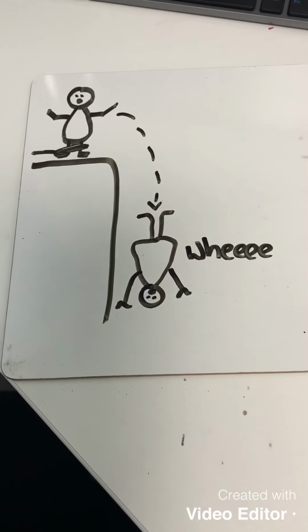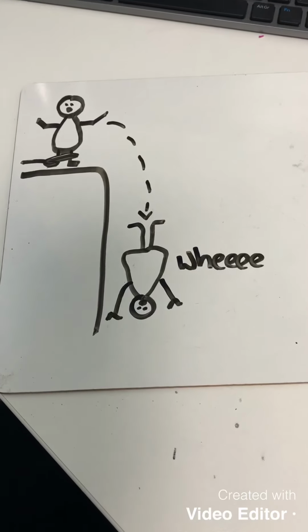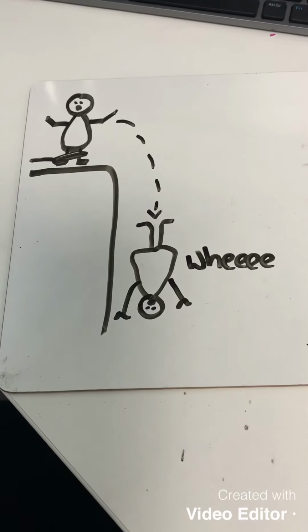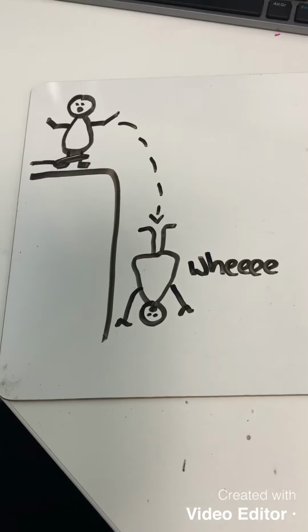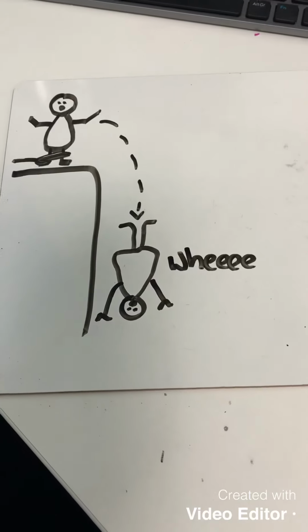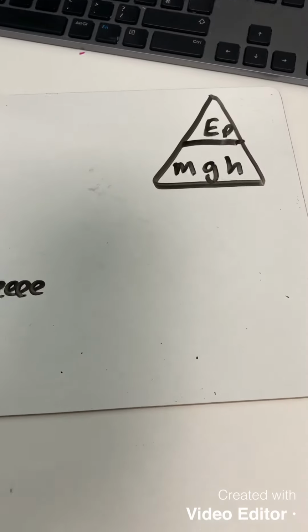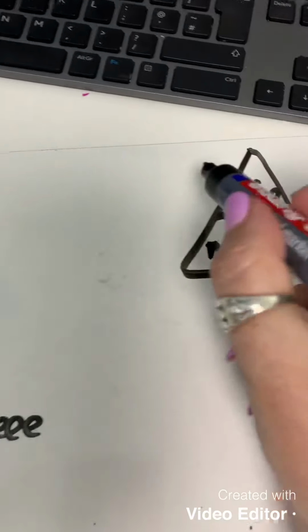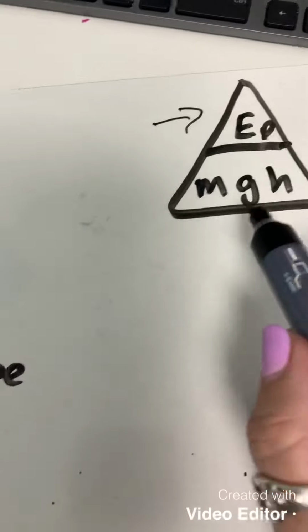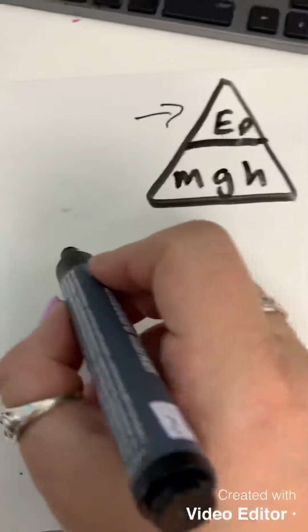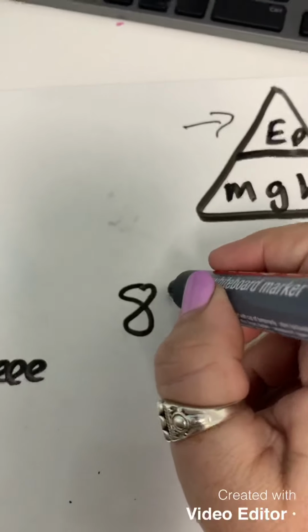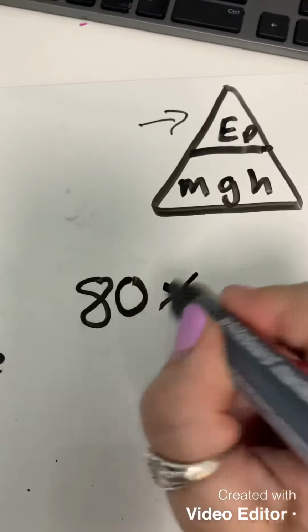So Mrs. Harrison is going to go bungee jumping. She has a mass of 80 kilograms, and for the purposes of this, gravity is measured at 10 newtons per kilogram, and the bridge that Mrs. Harrison is going to jump off is 150 meters high. So looking at our formula, we're going to be working out this. So we need to multiply mass by gravity by height. So we've been told that Mrs. Harrison weighs 80 kilograms. So 80 multiplied by gravitational field, which is 10, multiplied by height, which is 150.